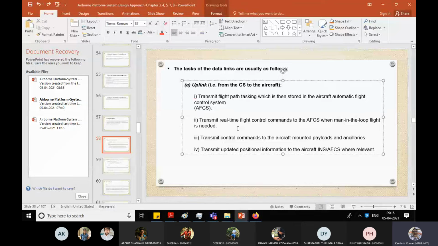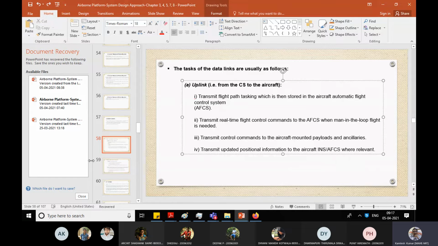Then transmit control commands to the aircraft-mounted payloads as necessary. Sometimes you need to control the aircraft's FCS, and other times you need to control the payloads or any other sensors and subsystems related to the aircraft for safe operation, correct? So that is the idea. And then transmit updated position information. This is dynamic information: if any demand comes from the command center, you have to follow that. So if any waypoint update is required, you can give and upload that. These are the information going from the CS to the aircraft, so we call it uplink.